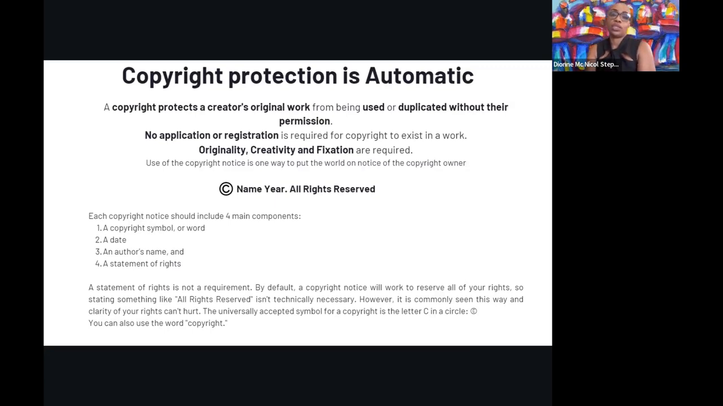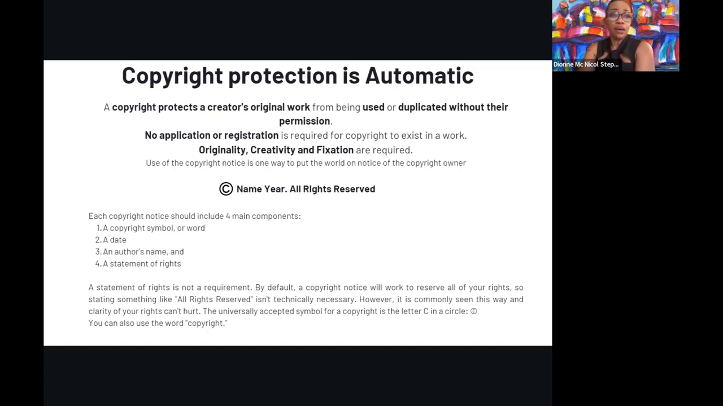Copyright is automatic. So if that is one thing that you leave this session with today, I would be happy that we are now aware of the clarity that copyright does not have to be registered for it to be legally protected. However, what is required for the copyright to be protected is for the work to be original, for there to be some measure of creativity, and that it is fixed.